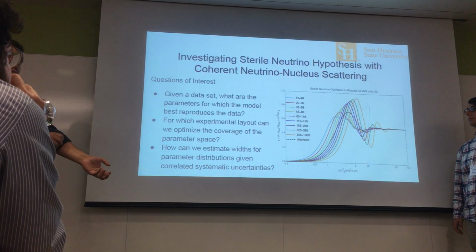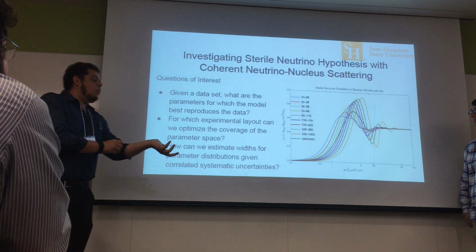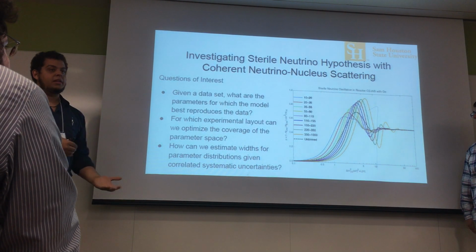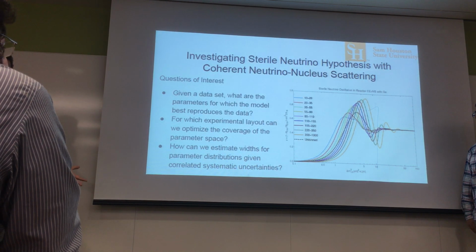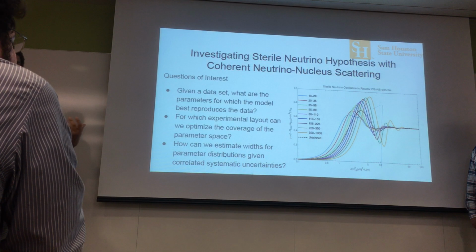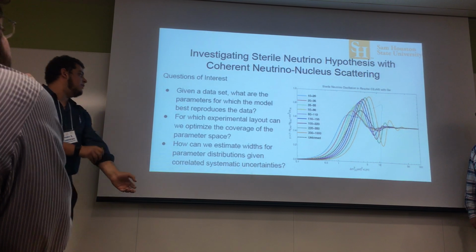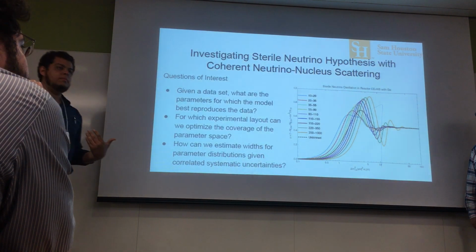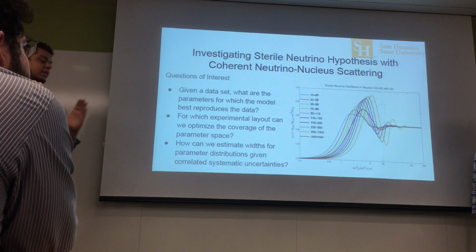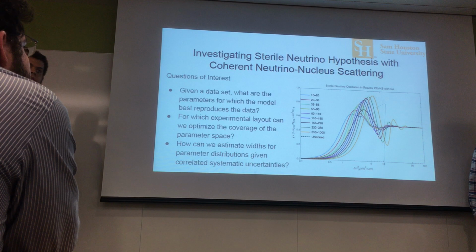Some questions of interest that we're going to try to explore: if I give it a data set, what are the parameters that I can set in my model such that it will best predict the data that was output? For which experimental layout, meaning the exposure time, length, and whatever other external parameters I might have, can we optimize the coverage of the parameter space? And how can we estimate the width of the parameters given our systematic and random uncertainties?